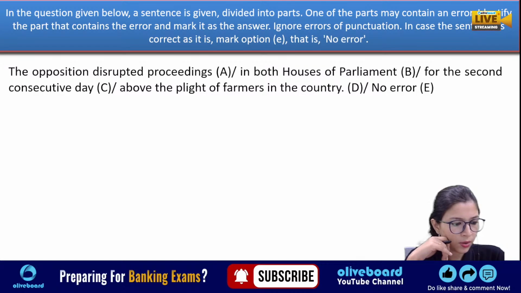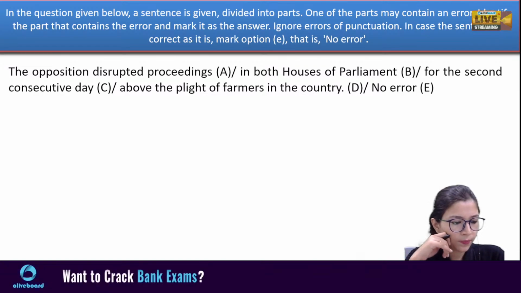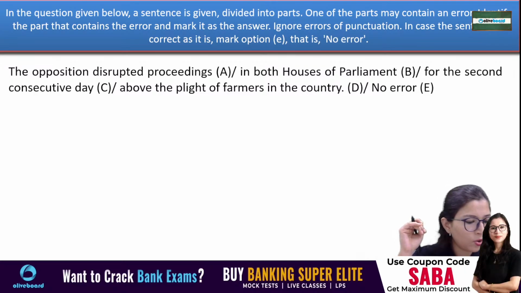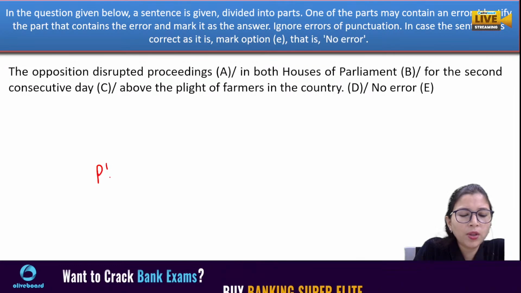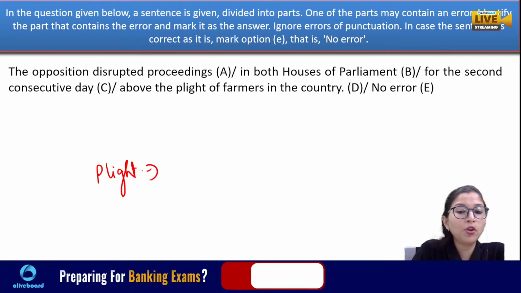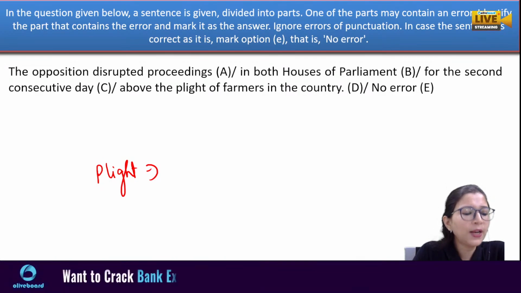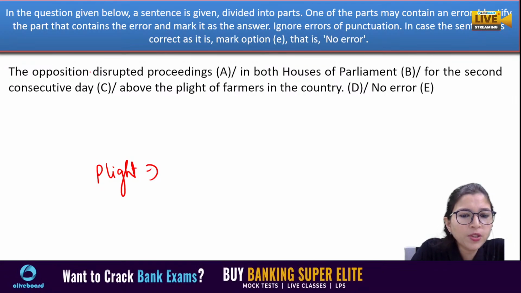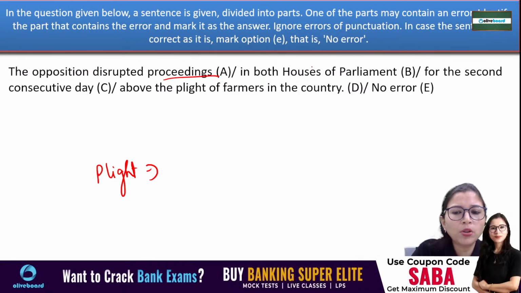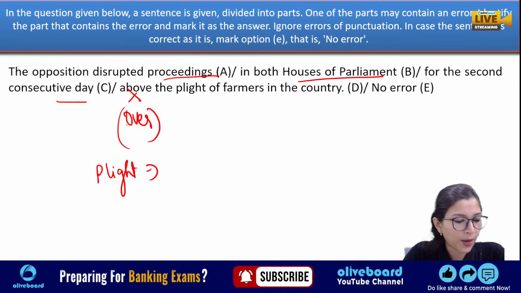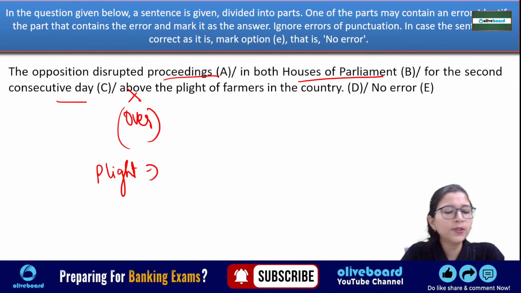Next question. What is wrong in D? What is wrong in D? For the plight. Yes, Ramesh, not for the plight. I hope you all know the meaning of the word plight. Plight basically in Hindi we call it durdasha, meaning extreme situation, you can say unpleasant situation, that is called plight. Okay, durdasha. Pitiable condition, that is called plight. So the opposition disrupted proceedings in both houses of parliament for the second consecutive day over the plight of farmers, not above the plight, not even for the plight. Yes, over the plight of farmers in the country.